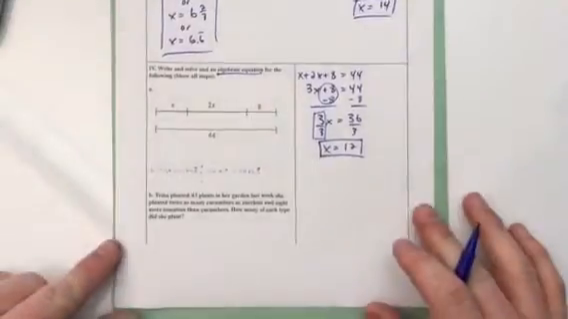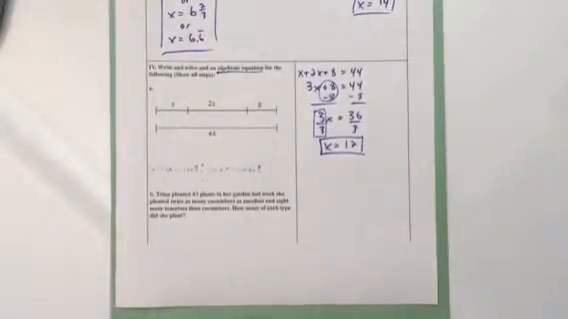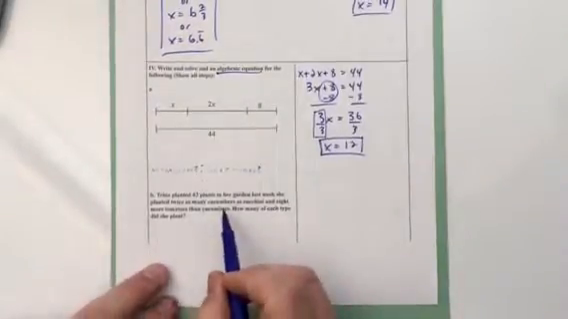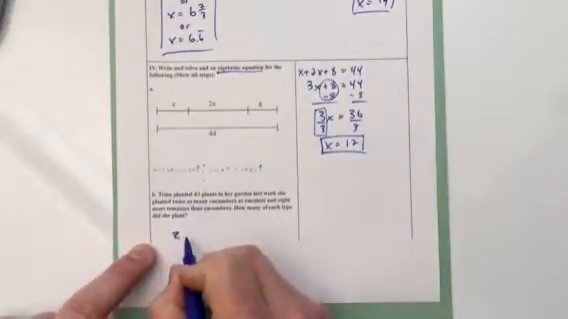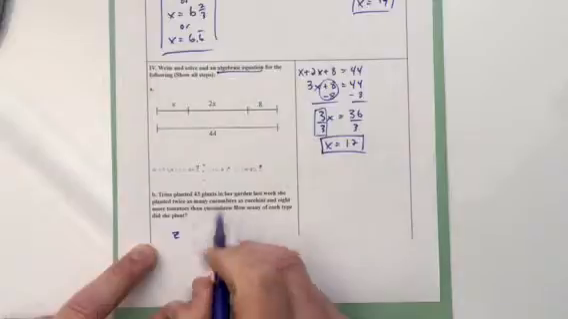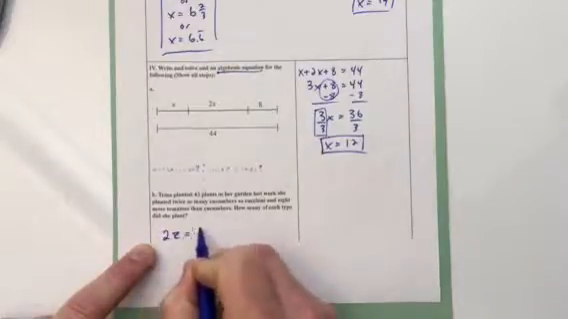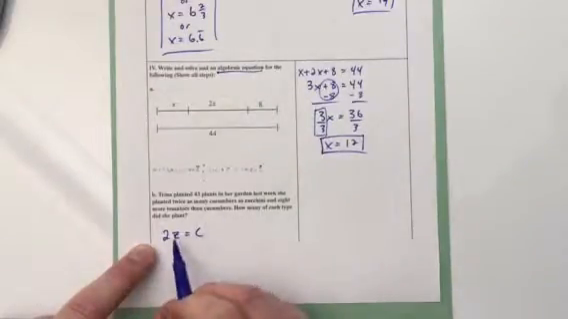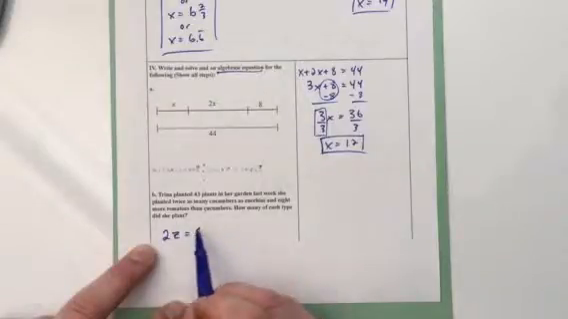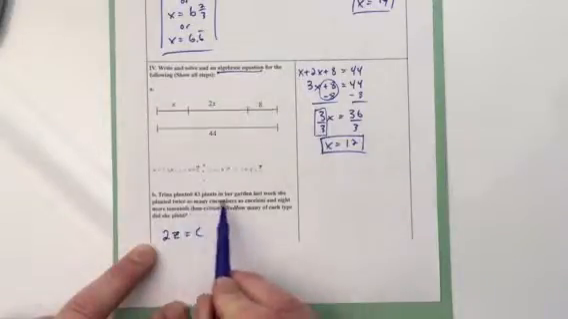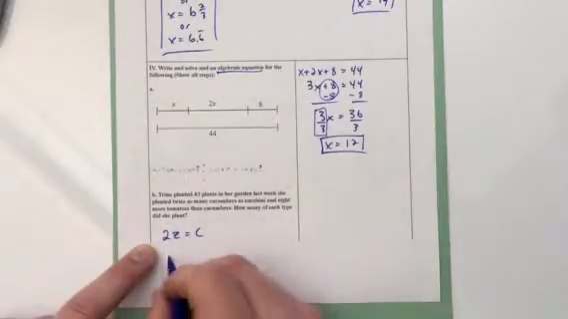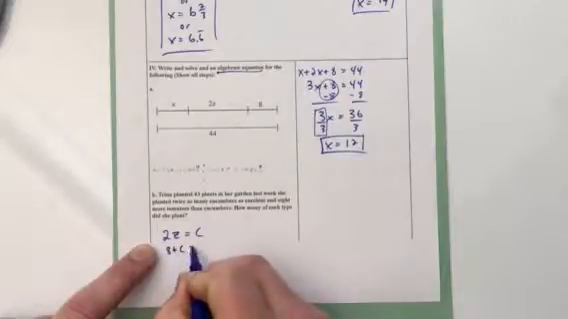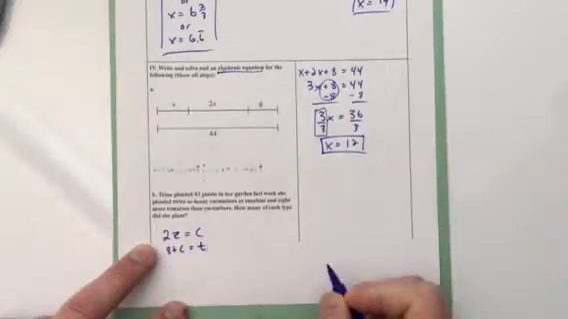All right, this last one was the most difficult for us. Trina planted 43 plants in her garden last week. She planted twice as many cucumbers as zucchini. Let's see. So zucchini and cucumbers, twice as many cucumbers. So 2 times z equals cucumbers, right? And I can check. If I planted 5 zucchini, that would be 10 cucumbers. Planted twice as many cucumbers as zucchini. That works. 8 more tomatoes than cucumbers. So 8 plus c equals tomatoes.